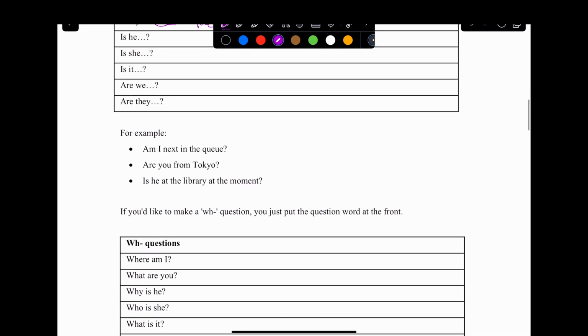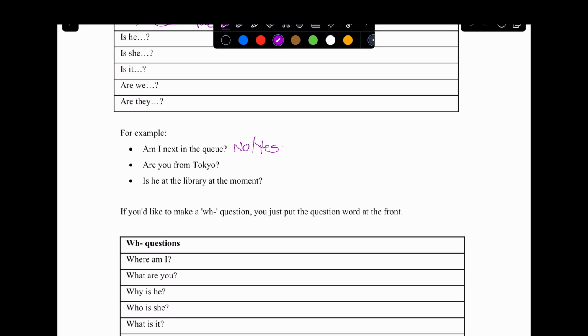Okay, so for example على سبيل المثال am I next in the queue? هل أنا التالي so التالي في قائمة الانتظار. So in the queue so قائمة الانتظار. Am I next in the queue? هل أنا التالي في قائمة الانتظار. So الإجابة هنا yes or no.